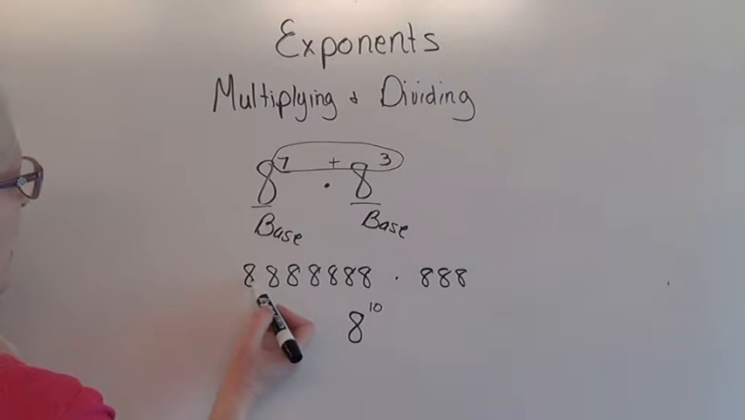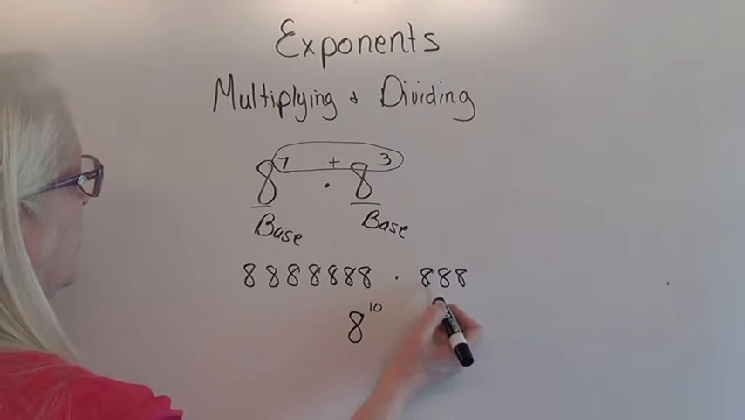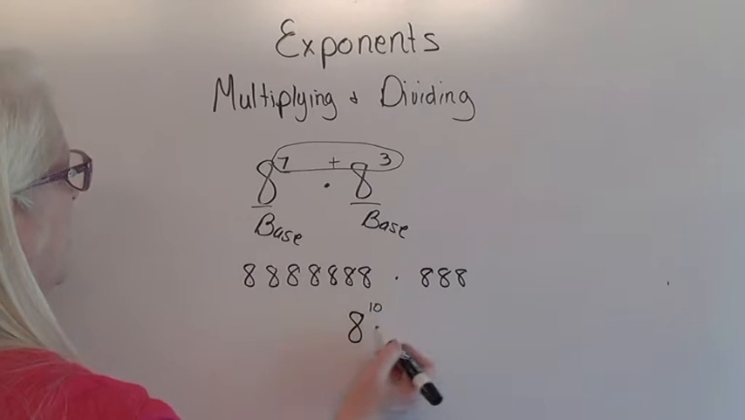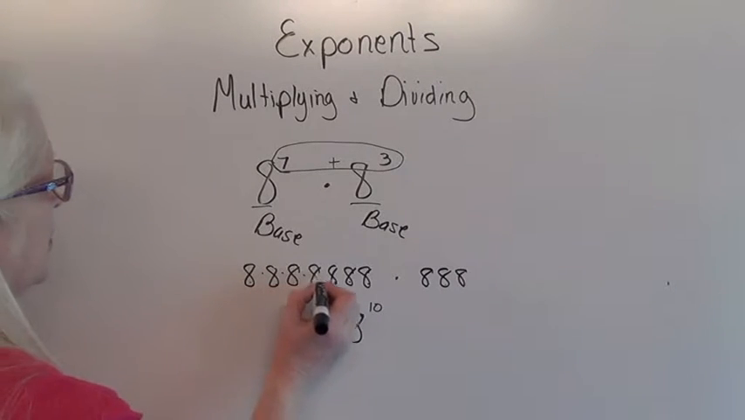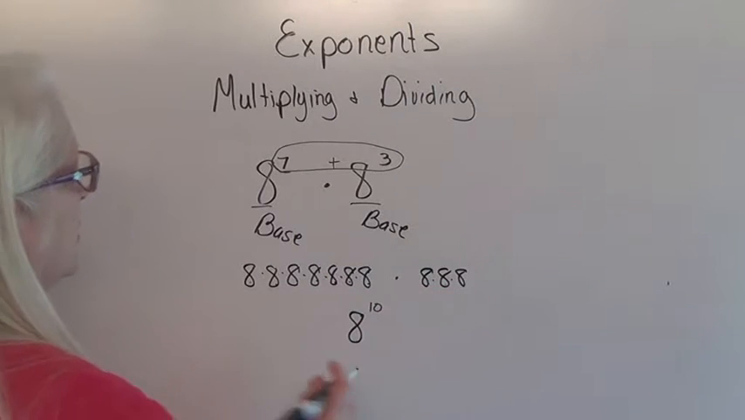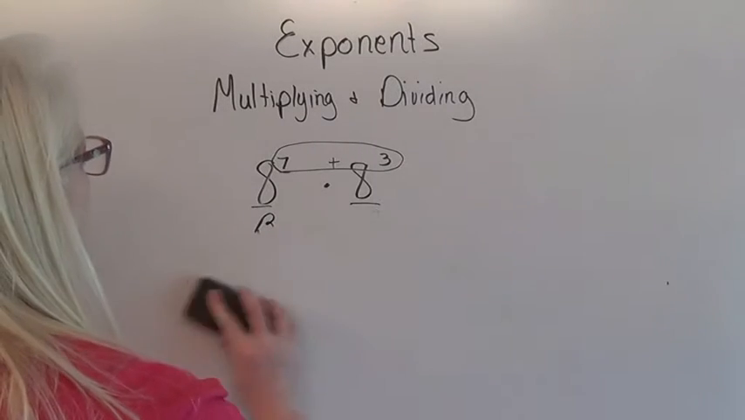But you can count the 8s, 1, 2, 3, 4, 5, 6, 7. There's 7 8s and 3 8s, 8, 9, 10, and you get the same thing. So this is expanded. You can put the little multiplication dots here. So repeated multiplication of the same number, you can write that with exponent notation. Let's take a look at another problem.